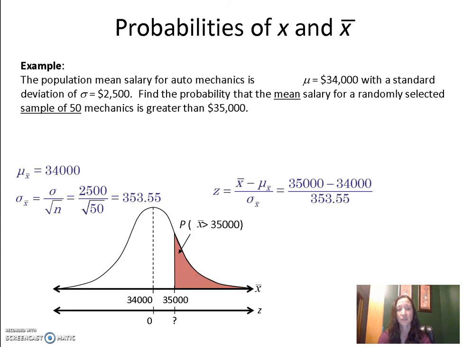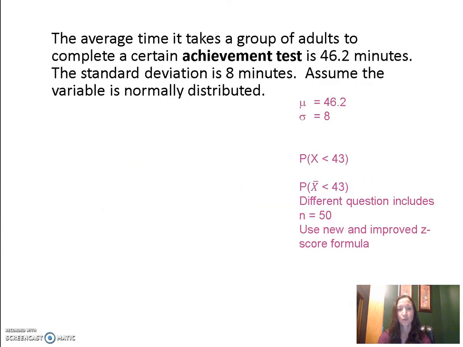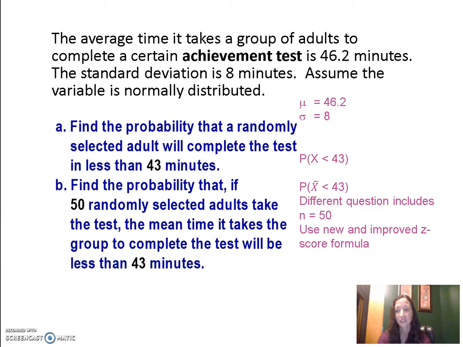So I have a couple of examples here in the slides, and I'm going to scroll forward to this achievement test example on slide 92. So the average time it takes a group of adults to complete a certain achievement test is 46.2 minutes. That is our population mean mu, and the standard deviation of the population is 8 minutes. And we will assume that the achievement test times are normally distributed. As a matter of fact, we will assume that all of our distributions are normal unless otherwise specified.